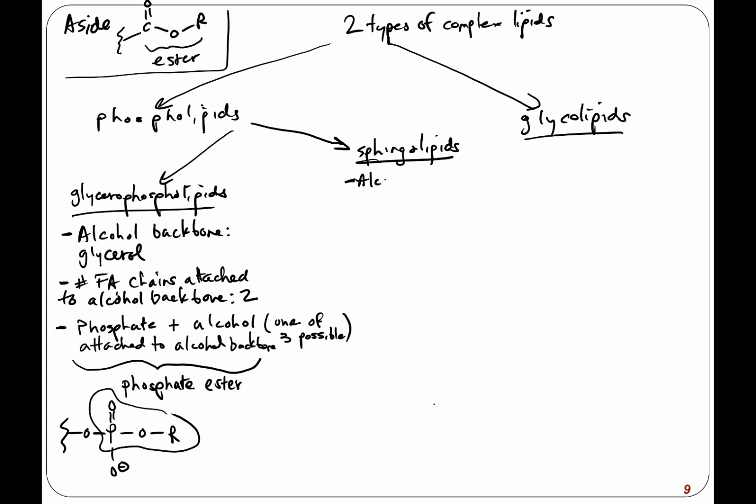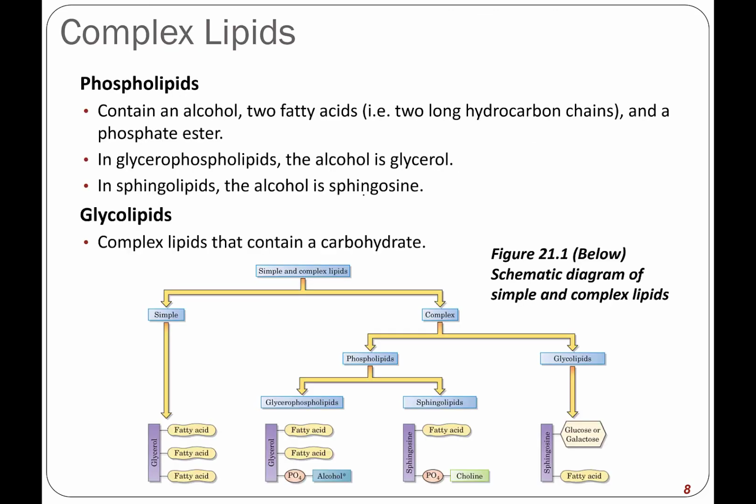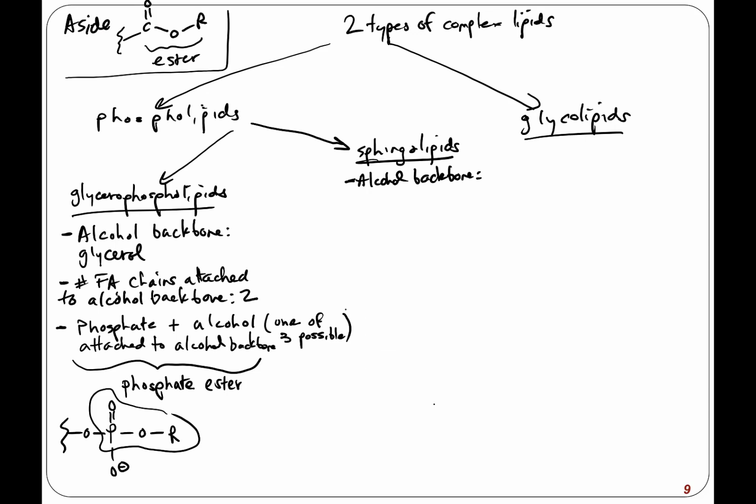So, the alcohol backbone is not glycerol anymore. Again, the name suggests this. It's sphingosine. Okay, and we'll look at sphingosine when we draw these out. Now, number of fatty acid chains.